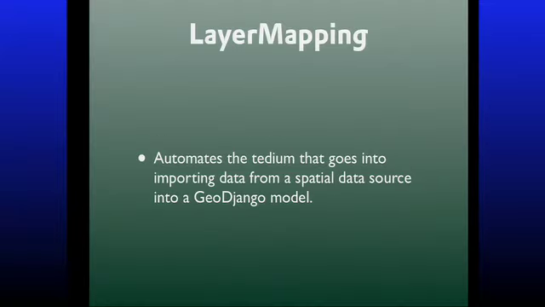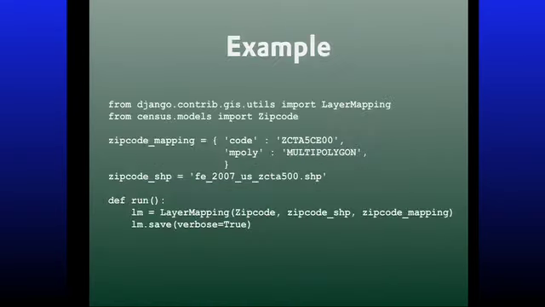Layer mapping in Django: there's django.contrib.gis.utils, and layer mapping resides there. You do need GDAL for this to work, and it automates what I call the tedium of importing data from a spatial data source into a GeoDjango model. Basically, it's just iterating over each feature in the data source and constructing the model from it. You pass in a model and a dictionary mapping, and I'm going to show you an example here.